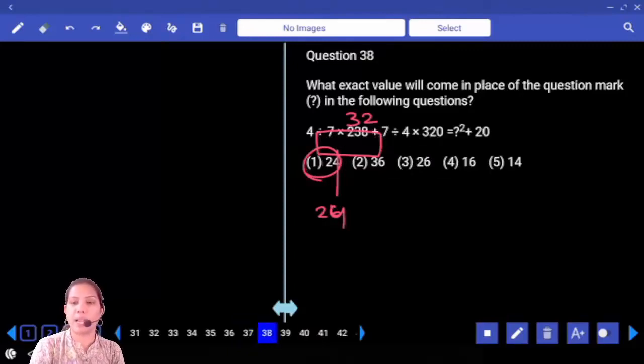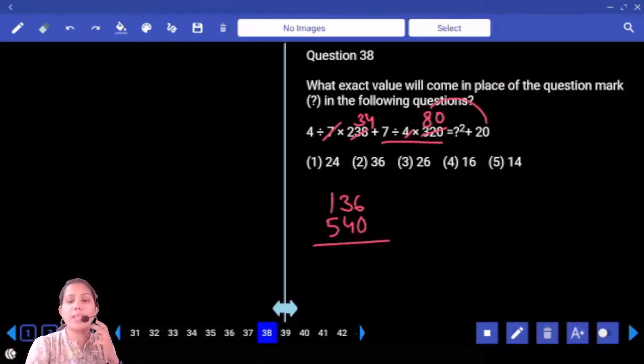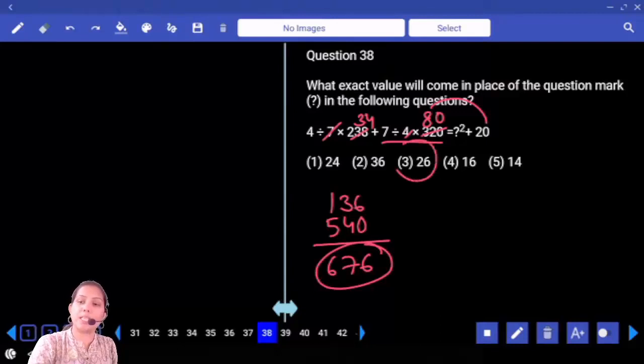Okay, next. Question number 38. 4 divided by 7 into 238 plus 7 divided by 4 into 320. By 7 table cancellation, 7 threes are 21 and 7 fours are 28, giving 34 into 4, double and double. What is 34 double? 68, double is 136. It is 136. For the second part, 4 table exactly 80 times. What is 7 into 80? 560. Then minus 20, so 560 minus 20 is 540. 136 plus 540 means it is 676, which is the square of 26, third option.